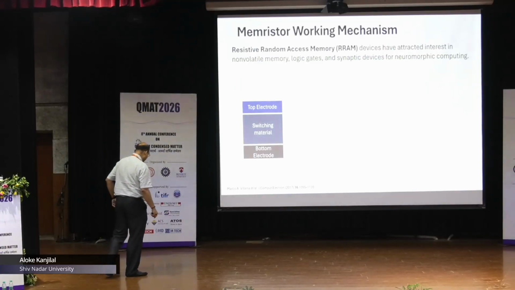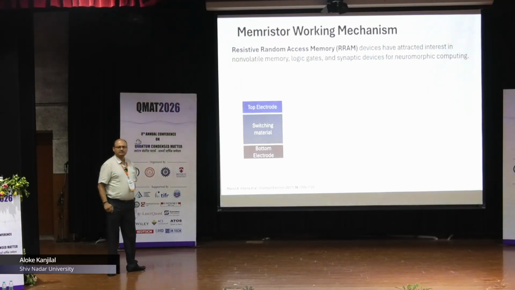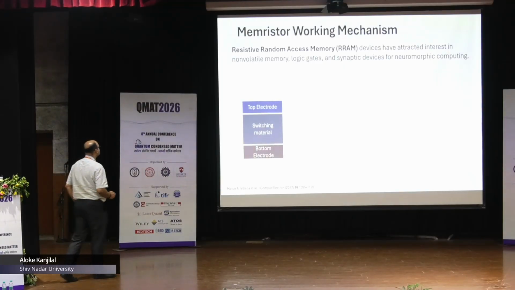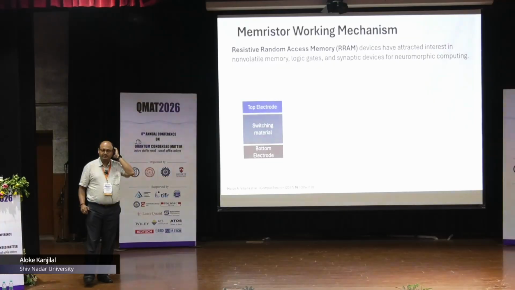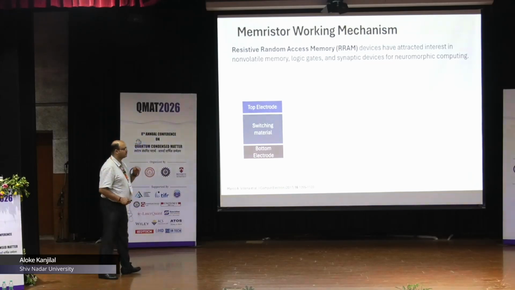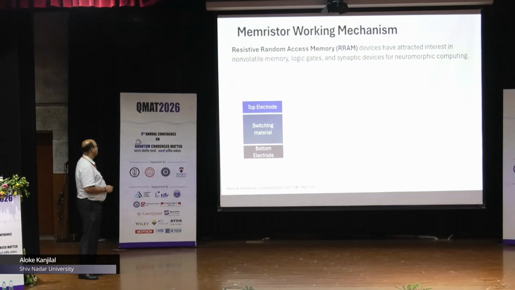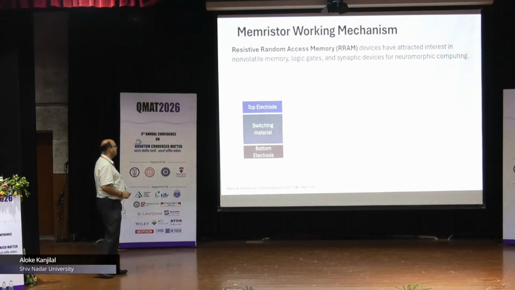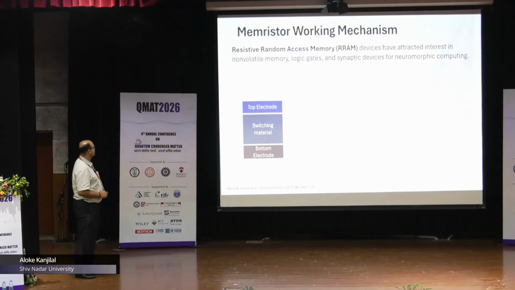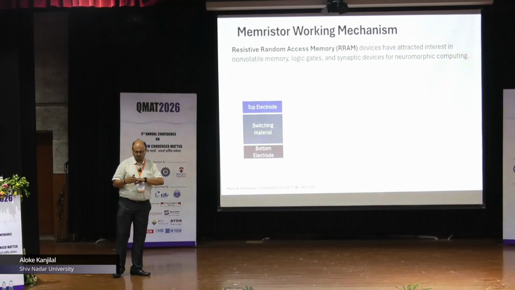Since the time is very short, first I will give a brief introduction to the memristor and how it works. There are four different kinds, depending on the material: ferroelectric material, magnetic material, phase-change material, or resistive random access material. In my case, I am talking about resistive random access memory, called RRAM. It is very attractive at this moment because of different possibilities like non-volatile memory, logic gates, and synaptic devices for neuromorphic applications.